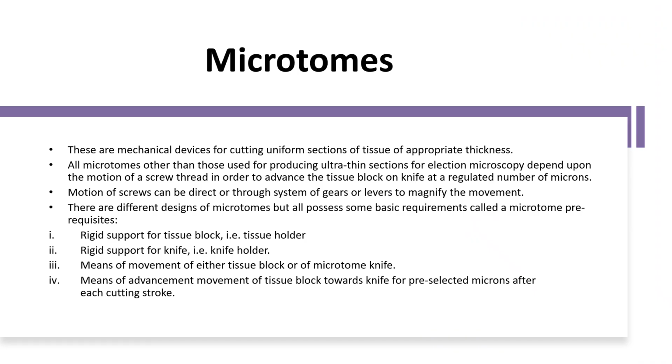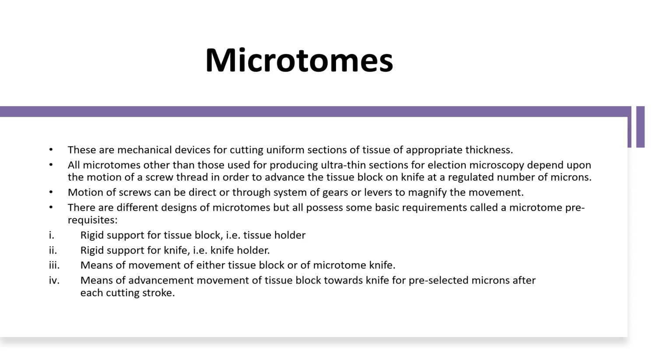As we discussed earlier, microtomes are devices which cut the tissue in uniform thin slices. All microtomes, other than those used for producing ultrathin sections for electron microscopy, depend upon the motion of a screw thread in order to advance the tissue block and knife at a regular number of microns. The motion of the screw can be direct or through a system of gears or levers to magnify the movement.